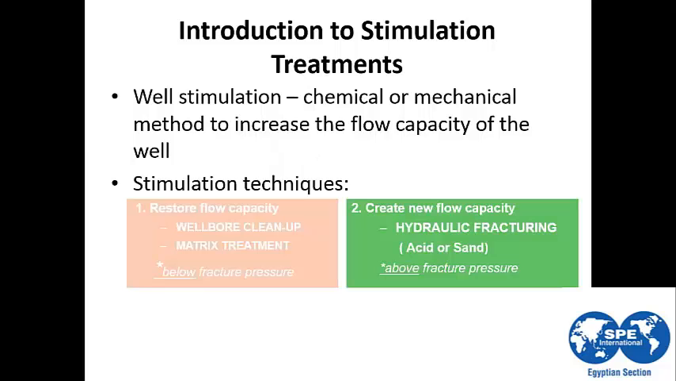For well stimulation, we have two main types. The first group is related to wellbore cleanout and maximum matrix treatment. The second group is creating a new path for the fluid and improving the original permeability of the well.